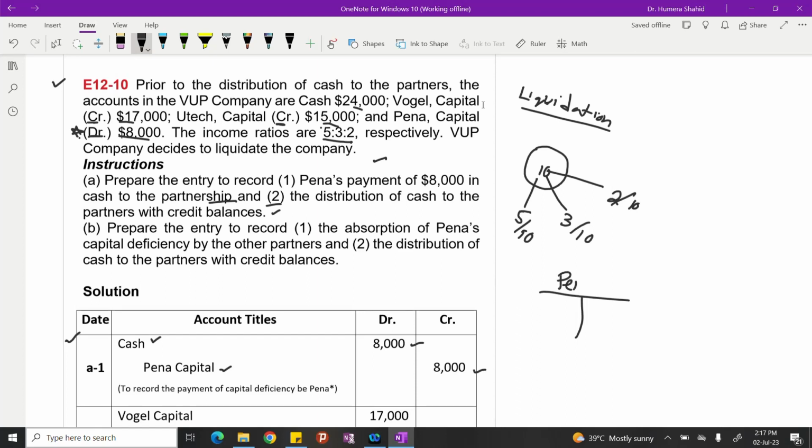This is PINA. He was having a PINA capital, he was having a debit balance of 8,000. Now he brought the money to the business with this journal entry. So now he has no more claims in the business. This is null. Okay. So his claim is over. Debit is equal to credit. Then they say distribute the money to the partners. So for that purpose, I have to know how much money we have, right? Because this transaction brought the cash. Let's check out.